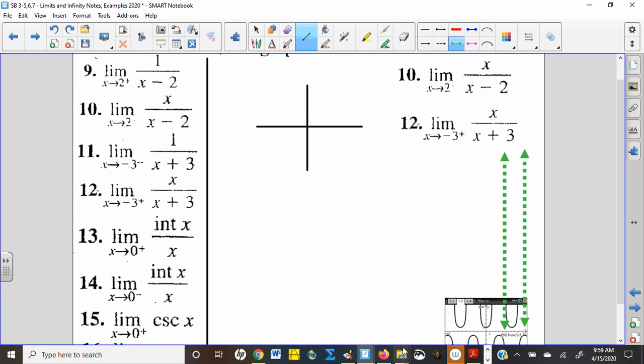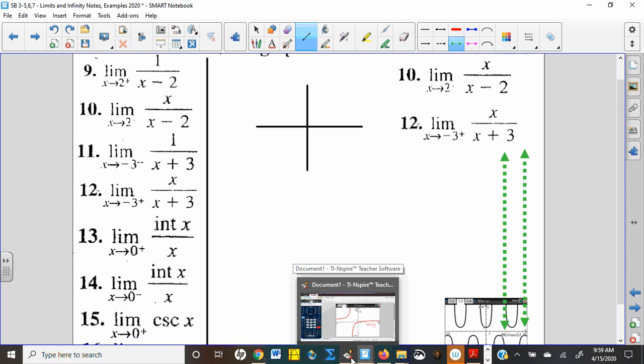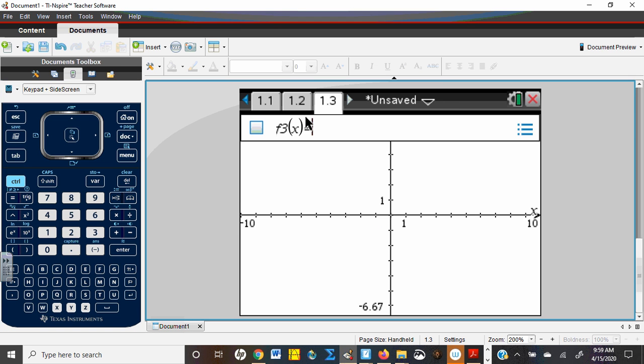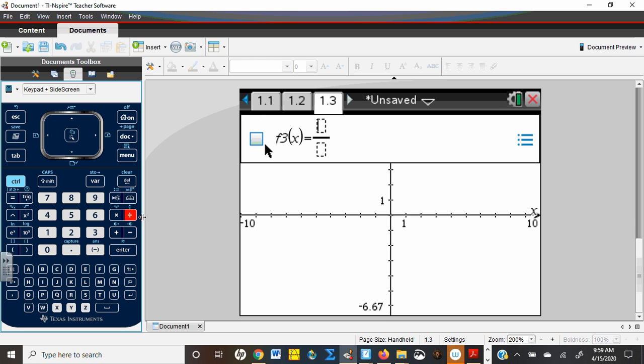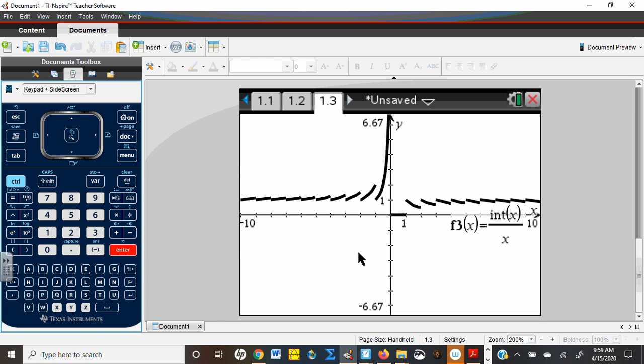I mean, we can go ahead and graph it. It's an interesting graph to look at. So if we do the greatest integer of x over x, we get a graph that looks like this. All right, so I'm going to go ahead and cut this one out so we can draw on it a little bit.